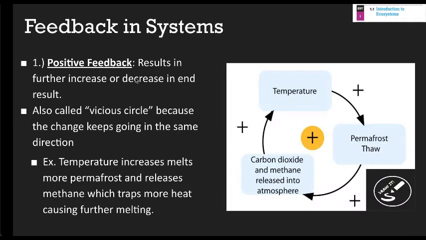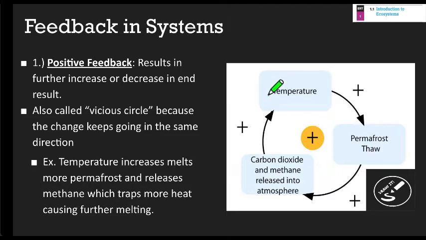Within systems, we have feedback. Feedback is really a way to describe the relationships within these systems and how one component relates to the other. So we have positive and negative feedback. Positive feedback results in a further increase or decrease in the end result. Since these are cycles, some can be described as a vicious circle. So a positive feedback is a vicious circle. Positive, please don't associate with it being a good consequence. Positive feedback simply means that the change is occurring in the same direction.